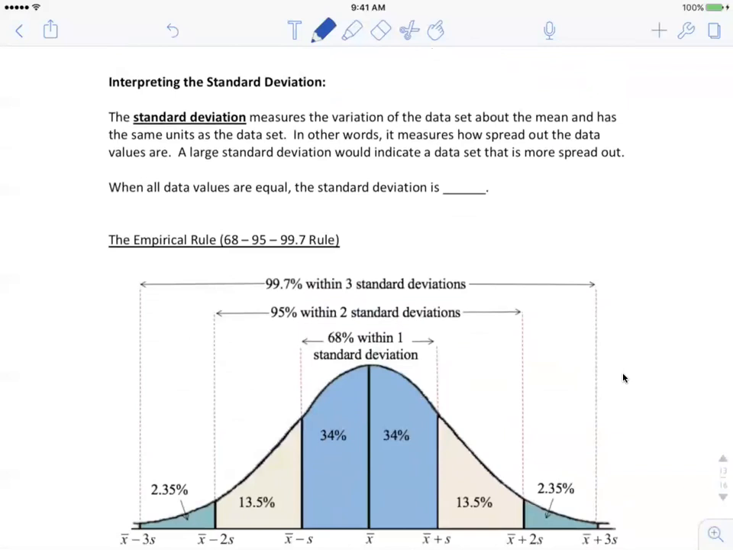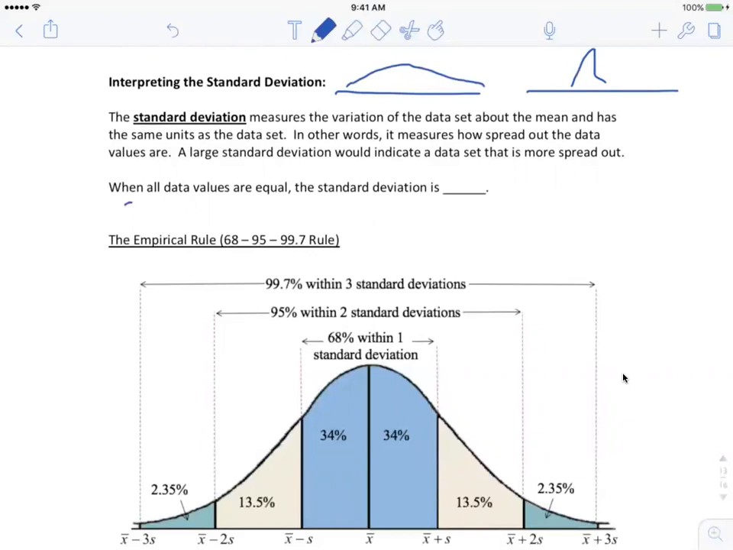Remember what standard deviation measures? It measures spread. So how spread out is a data set? A larger standard deviation would indicate something is more spread out, right? So if you looked at a graph, something that had a really spread out distribution would have a larger standard deviation, where something that was really centralized, more centralized towards the mean, would have a smaller standard deviation, okay?